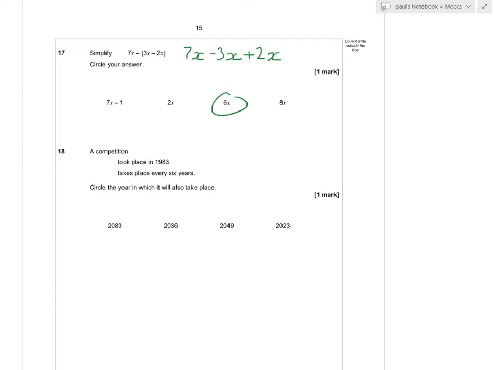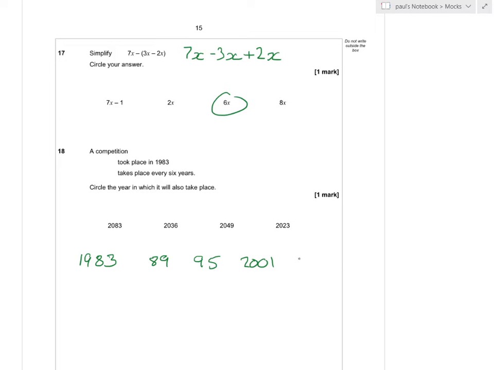Number 17. A competition took place in 1983. It takes place every 6 years. Circle the year which it will also take place. We're going to add 6 years. 1983, add 6 onto that will be 89. Add 6 onto that will be 95. Now, add 6 onto that will be 101, so that would be 2001.